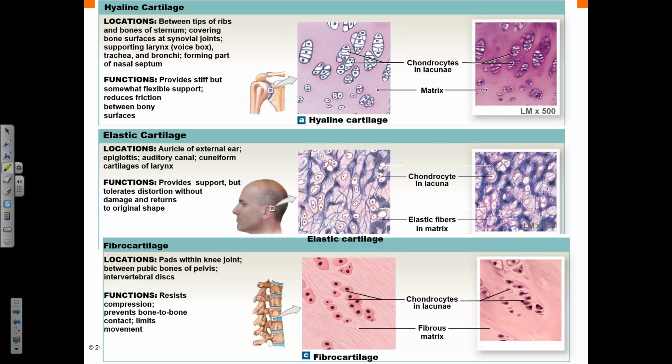The fibrocartilage is composed of little ground substance and has a lot of collagen fibers. This tissue restricts compression, bone-to-bone contact, and limits movement. Fibrocartilage can be found in the intervertebral discs, between the pubic bones, and in the pads of the knee joint. So fibrocartilage we find in places that need a little bit of that extra padding or cushion that kind of helps the resistance to some of that compression that we find in those areas.